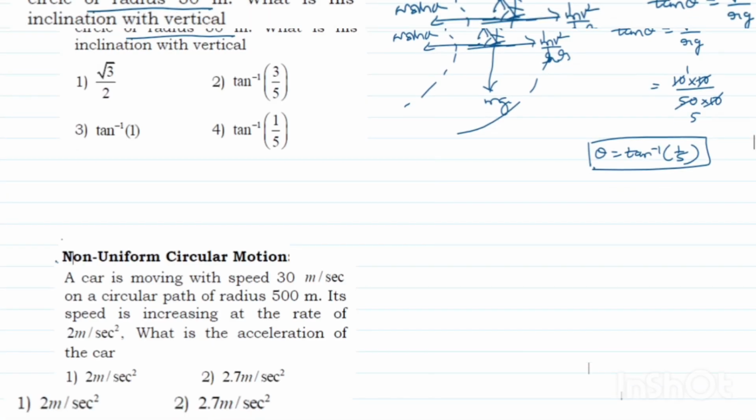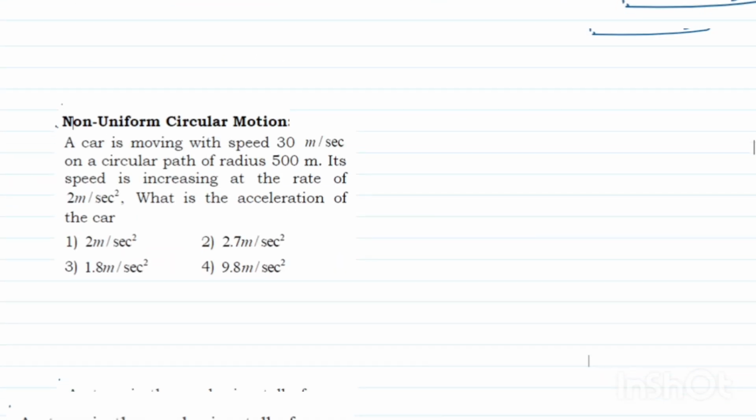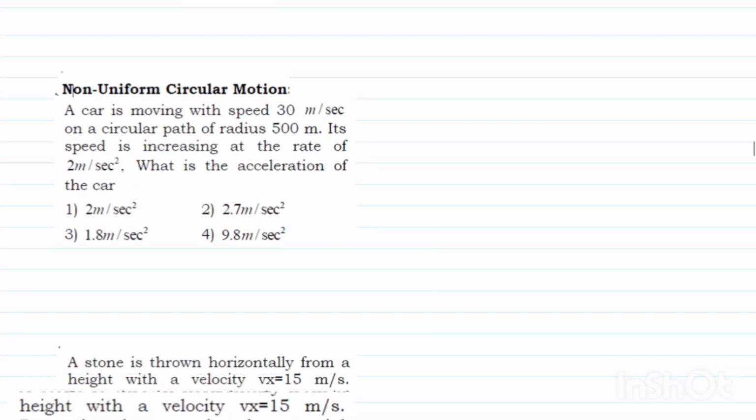Let us see the next thing. The next related concept is non-uniform circular motion. In non-uniform circular motion, let us see the first question. A car is moving with a speed of 30 meter per second on a circular path of radius 500 meter, given as speed 30 meter per second and radius of circular path 500 meters.